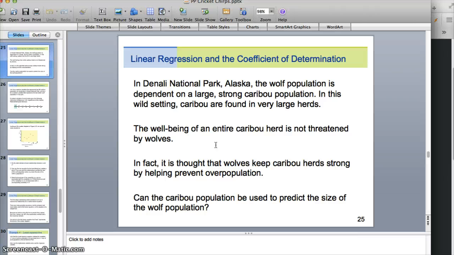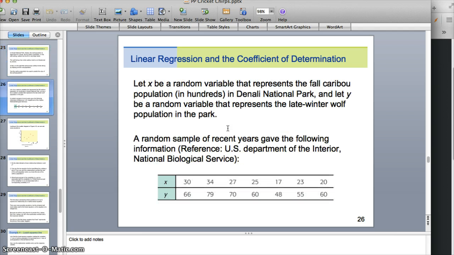This example has to do with Denali National Park in Alaska. The wolf population is dependent on a large, strong caribou population. In this wild setting, caribou are found in very large herds. The well-being of an entire caribou herd is not threatened by wolves. In fact, it is thought that wolves keep caribou herds strong by helping prevent overpopulation. Can the caribou population be used to predict the size of the wolf population?